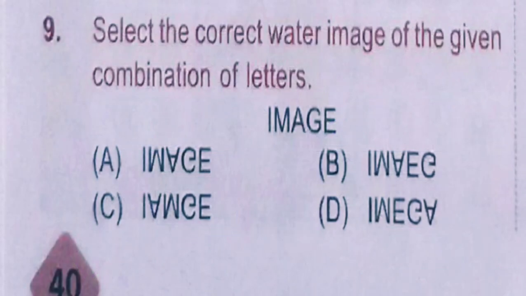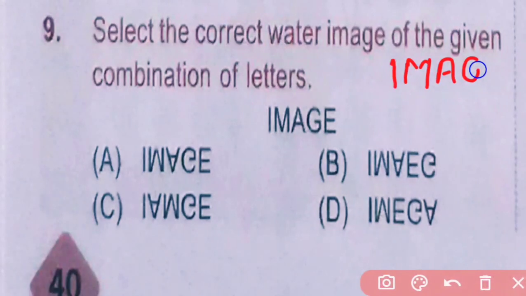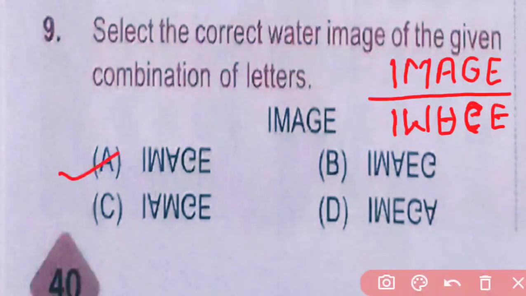Question number 9. Select the correct water image of the given combination of letters. The water image will be like this. This M, then V will look like this, then A like this, G like this. What is the correct answer? A. A is the water image of the given combination of letters.